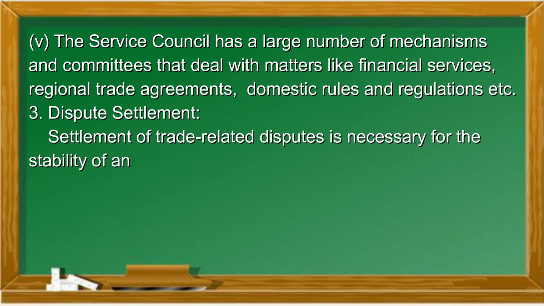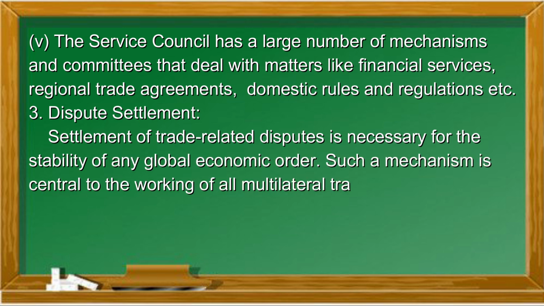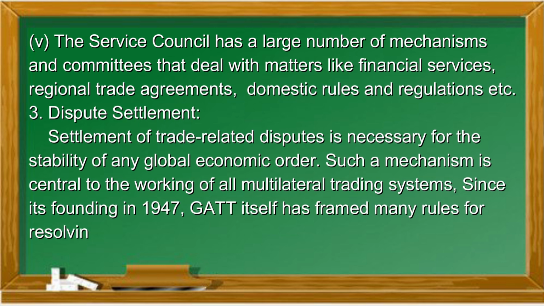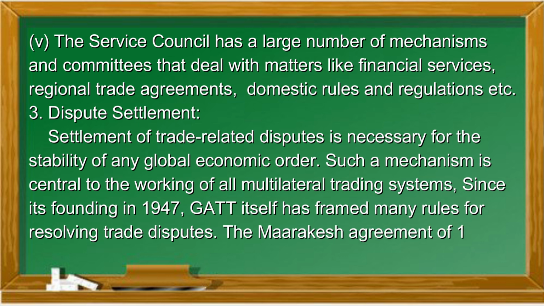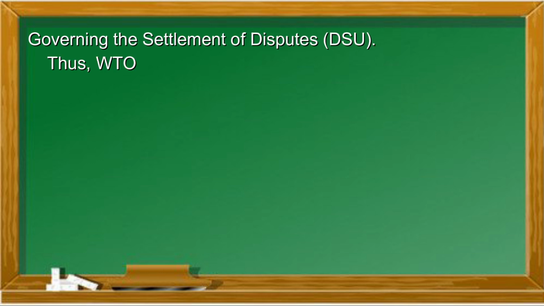3. Dispute Settlement. Settlement of trade-related disputes is necessary for the stability of any global economic order. Such a mechanism is central to the working of all multilateral trading systems. Since its founding in 1947, GATT itself has framed many rules for resolving trade disputes. The Marrakesh Agreement of 1994 had the annexure titled Understanding on Rules and Procedures Governing the Settlement of Disputes, DSU.